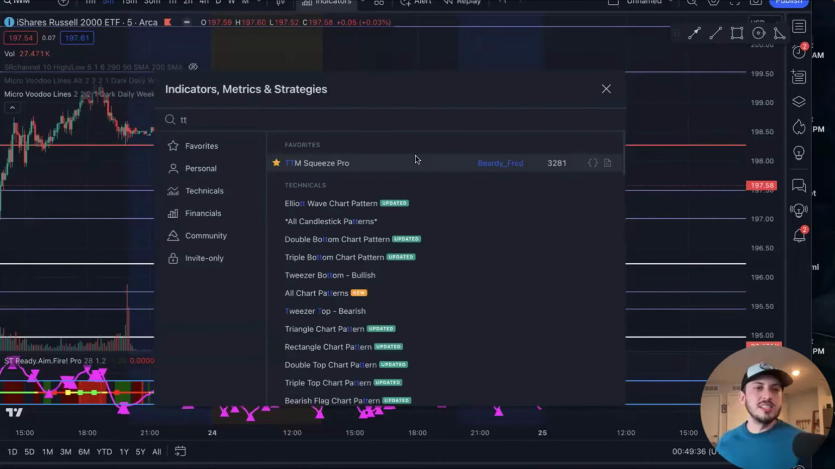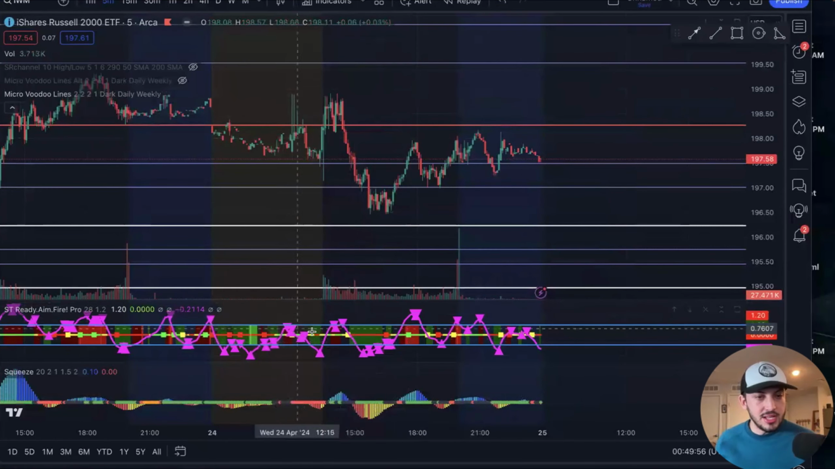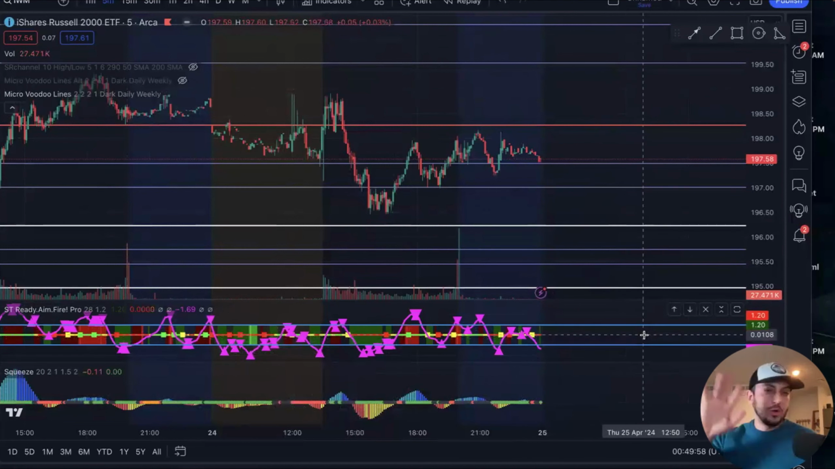I include this in every single webinar, and a lot of you, especially people that hang out in our Discord group, know Kyle uses this a lot more often than I do. I prefer to use the RAF, but he uses the TTM Squeeze, which you'll see on his chart when he gets on. So type in TTM Squeeze. It's the TTM Squeeze Pro by Beardy Fred. Put it on your chart, and it's going to give you the same information that it's giving you here on the RAF.